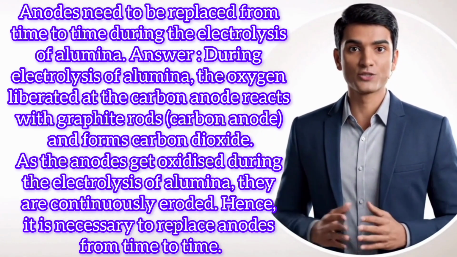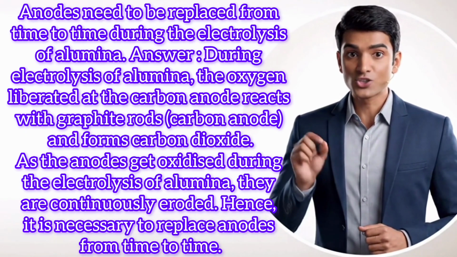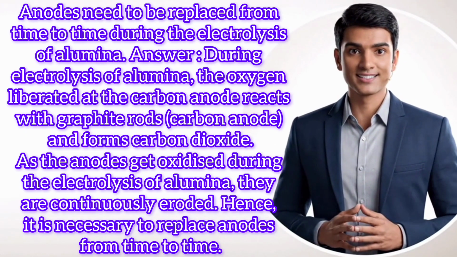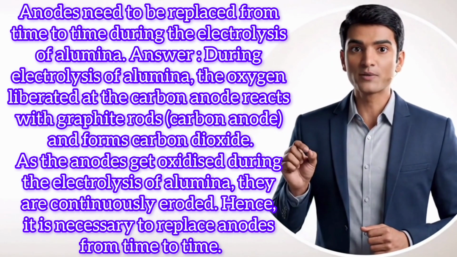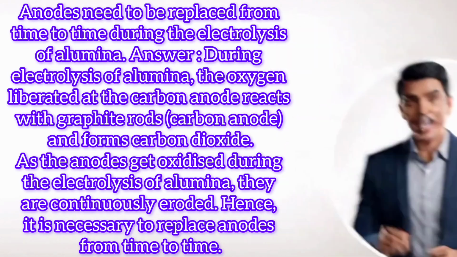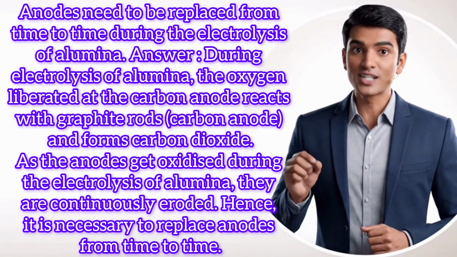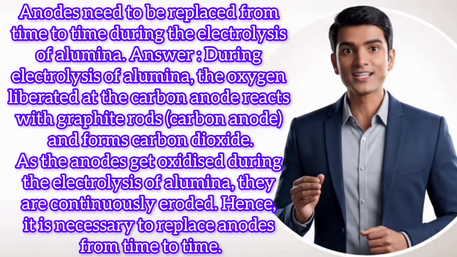5. Anodes need to be replaced from time to time during the electrolysis of alumina. Answer. During electrolysis of alumina, the oxygen liberated at the carbon anode reacts with graphite rods, carbon anode, and forms carbon dioxide. As the anodes get oxidized during electrolysis of alumina, they are continuously eroded. Hence, it is necessary to replace anodes from time to time.